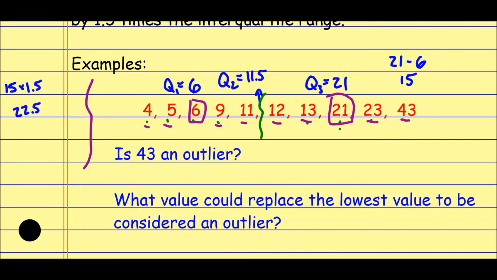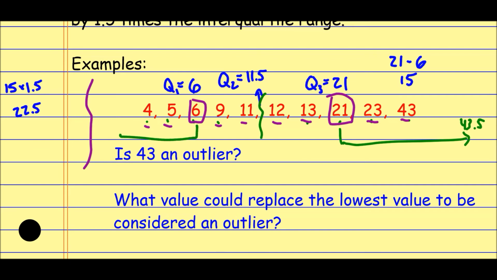So for example, right here, here's the third quartile. I'm allowed to go up 22.5 units and still be in the acceptable range. So if I do the 21 plus 22.5, that gives me 43.5. So in other words, 43.5 is still in the acceptable range. Anything beyond that would be considered an outlier.